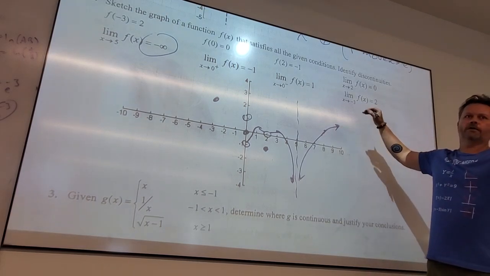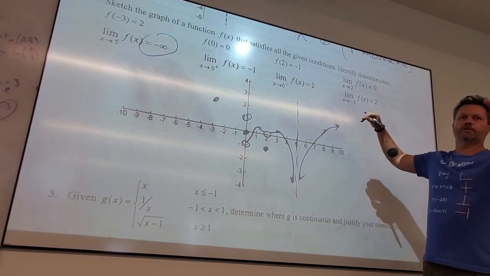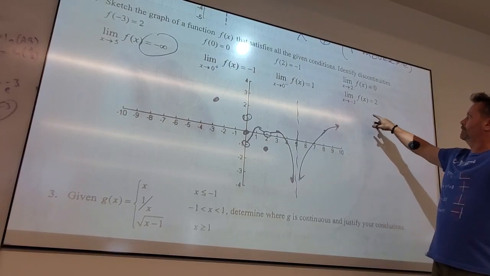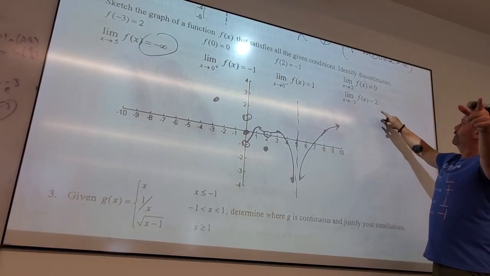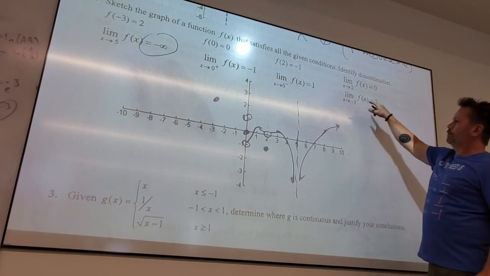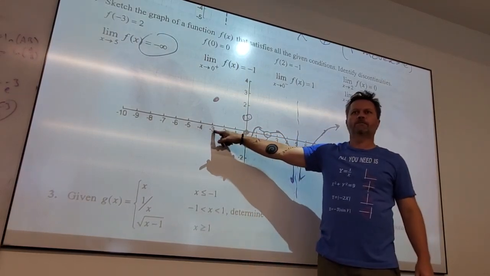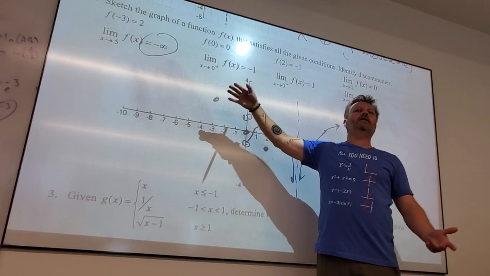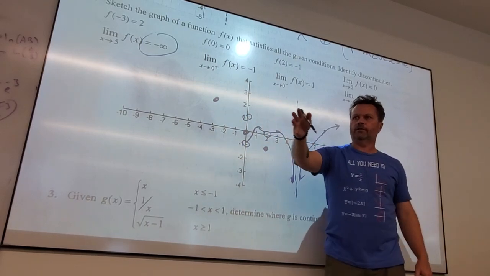So like Yusuf just said, sorry, I don't know people's names yet. No, you're good. What's your name again? Yusuf. As Yusuf just said, the limit going to negative 3 is 2, but what's the function value at negative 3? 2. So we finally have one that's continuous through a point that's identified, right?